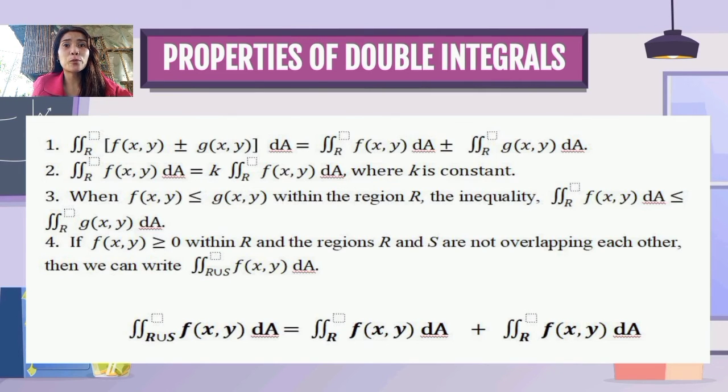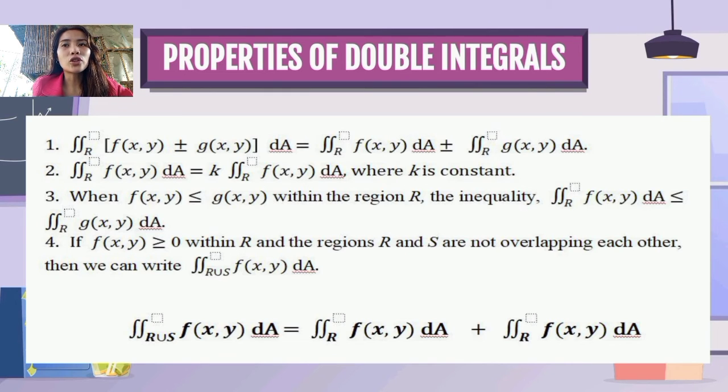So let's proceed with the properties of double integrals. There are four. The first one is the double integral of f of x and y plus or minus g of x and y dA, which is equal to the double integral of f of x and y dA plus or minus the double integral of g of x and y dA. The second one is the double integral of k f of x and y dA, which is equal to k times the double integral of f of x and y dA, where k is a constant.